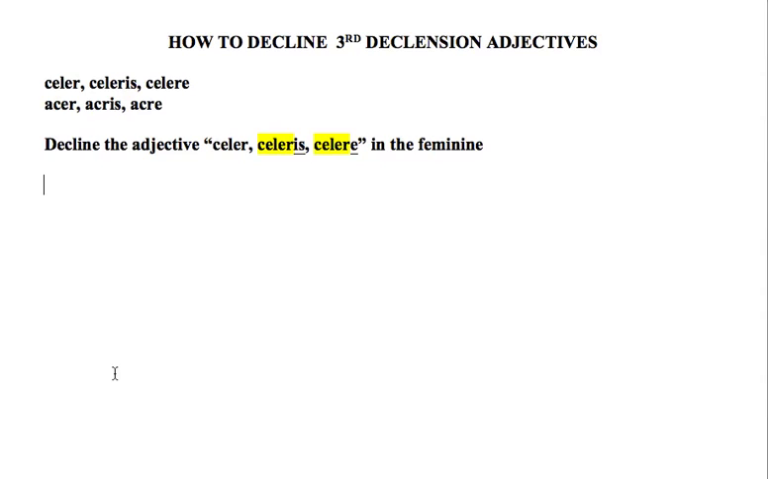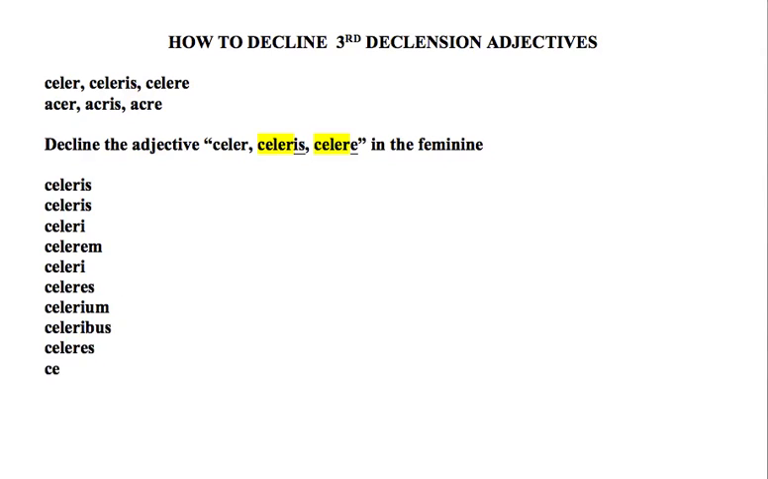If you still have your answer from the previous form, there's only one form that should look different, and that's the nominative singular. It's not wrong to have the genitive feminine look the same as the nominative feminine. That's the way it's going to work. And there we have the adjective celer, celeris, celere declined in the feminine.